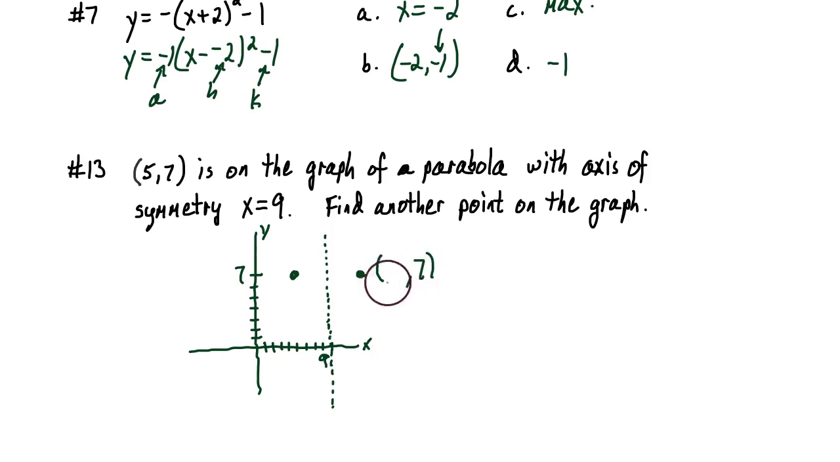The y value is 7 because it's at the same height as the first dot. We just need to find the x value. How far to the right of the axis of symmetry is this dot? Well, how far from the axis of symmetry was this dot? If this is 5 and the axis is over at 9, then it is 4 units between 5 and 9. It's 4 units across here. So what's 4 units to the right of the axis take us to? What's 9 plus 4? That's 13. So if 5 comma 7 is a dot on the parabola, then so is 13 comma 7.